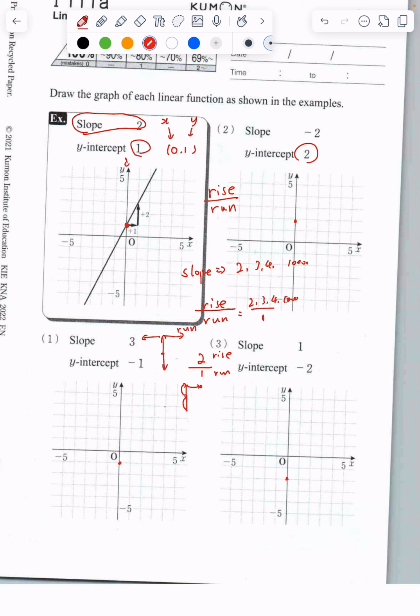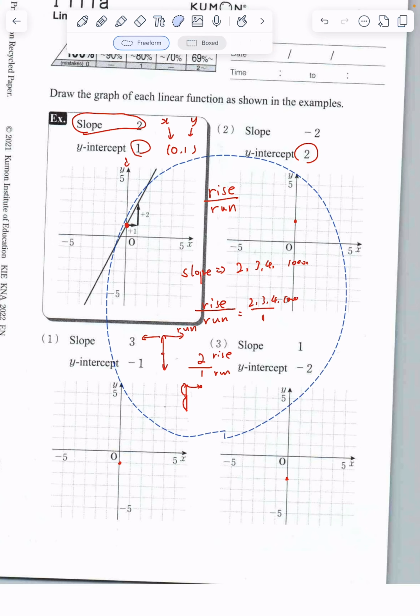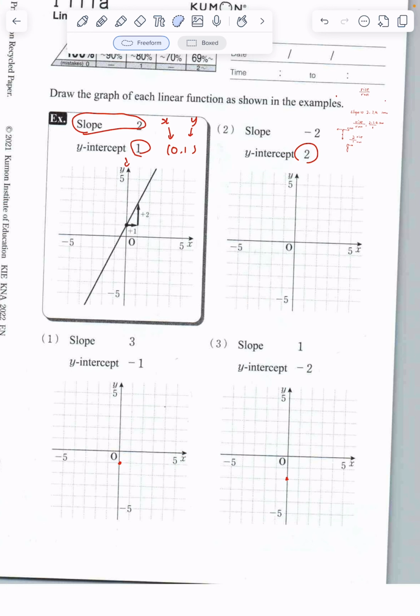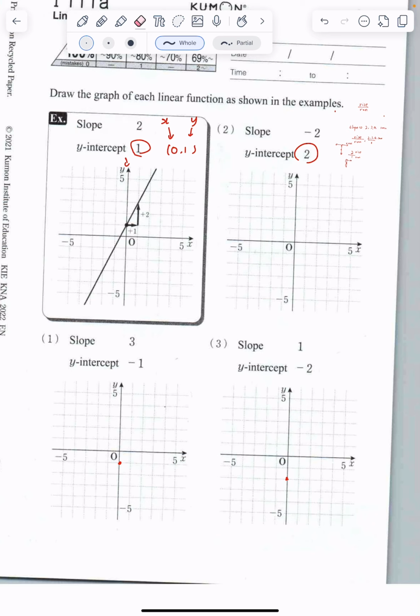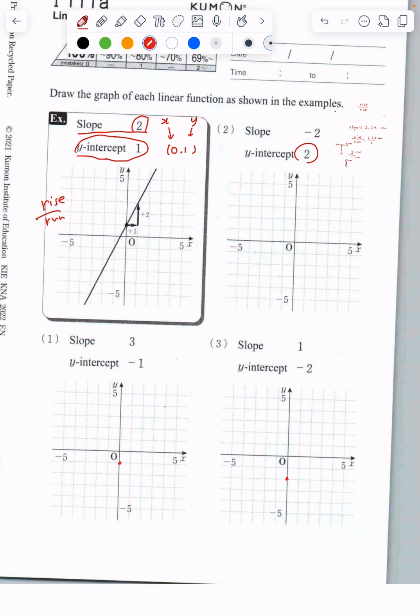So how do I actually translate that into graphing? Let's watch this. I'm going to shrink this and put it on the side. If we look at an example over here, we know that the slope is 2 and my y-intercept is 1. If I'm starting at y-intercept 1, my rise over run will be equal to 2 over 1, which means I'm going to the right once and I'm going up twice.